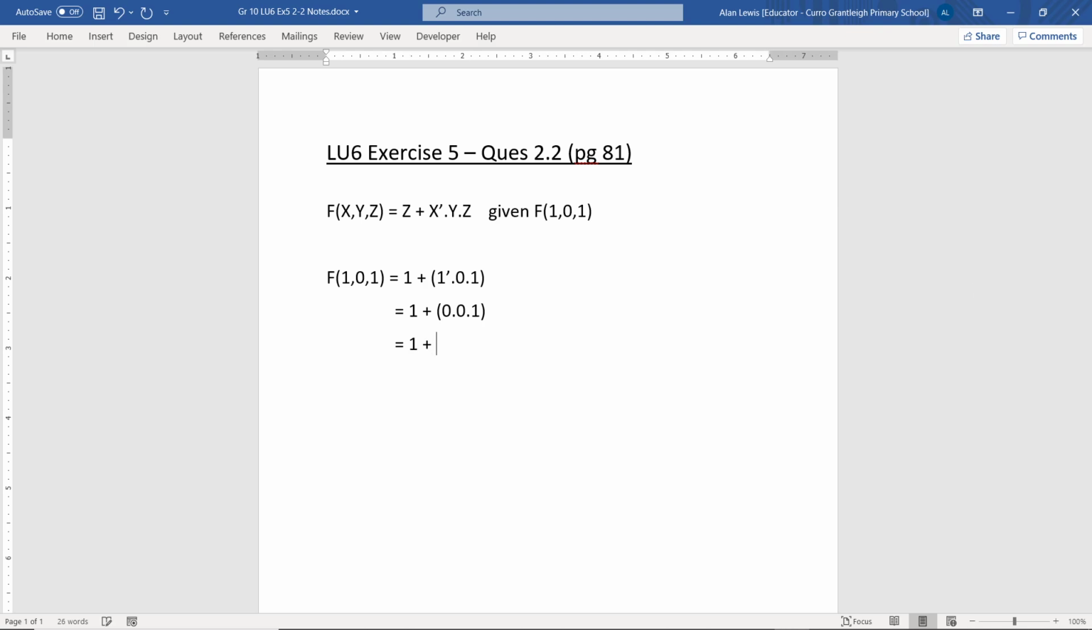So we've got 1 plus. Okay, so let's evaluate what's in those brackets. We've got an and, so we've got 0 and 0 and 1. We know with and, in order to get a 1, all the inputs have to be a 1. If we've got even just a single 0, it's 0. So we have ended up with 1 or 0, which in this case is 1. And that is our answer.